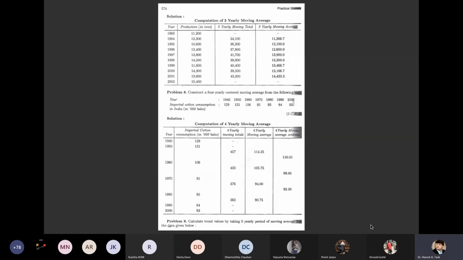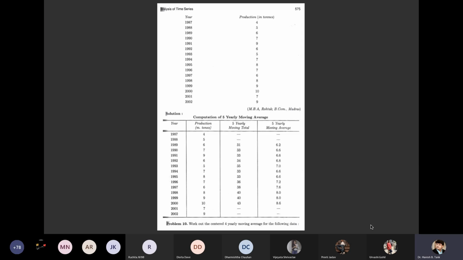Okay, I am moving a little faster now. Again, these are the sum of 3-yearly moving average and 4-yearly moving average. This type of data you have already done, and we want to move a little faster. So I am directly coming to 5-yearly moving average now. Read the last line on this page: calculate trend values by taking 5-yearly period of moving average for the following data.